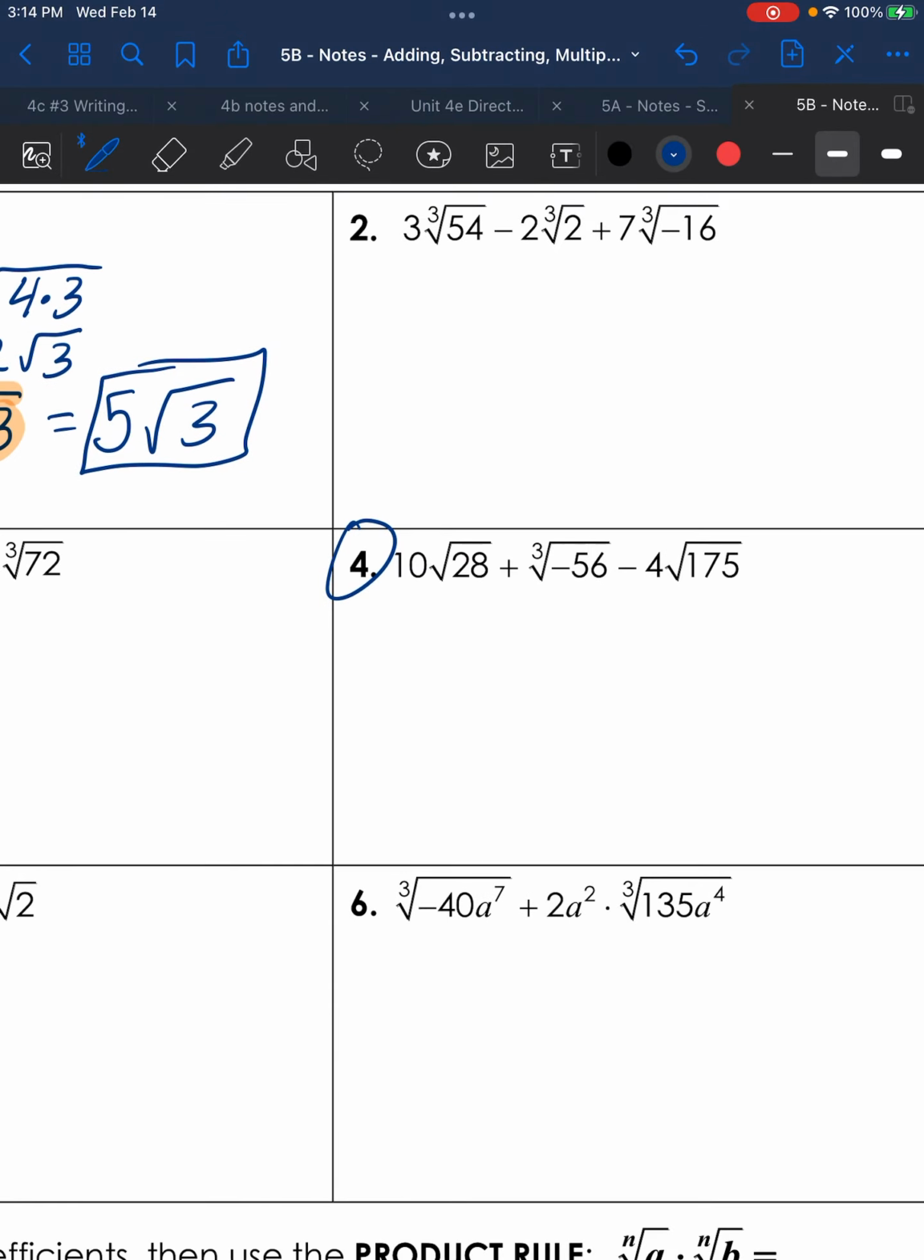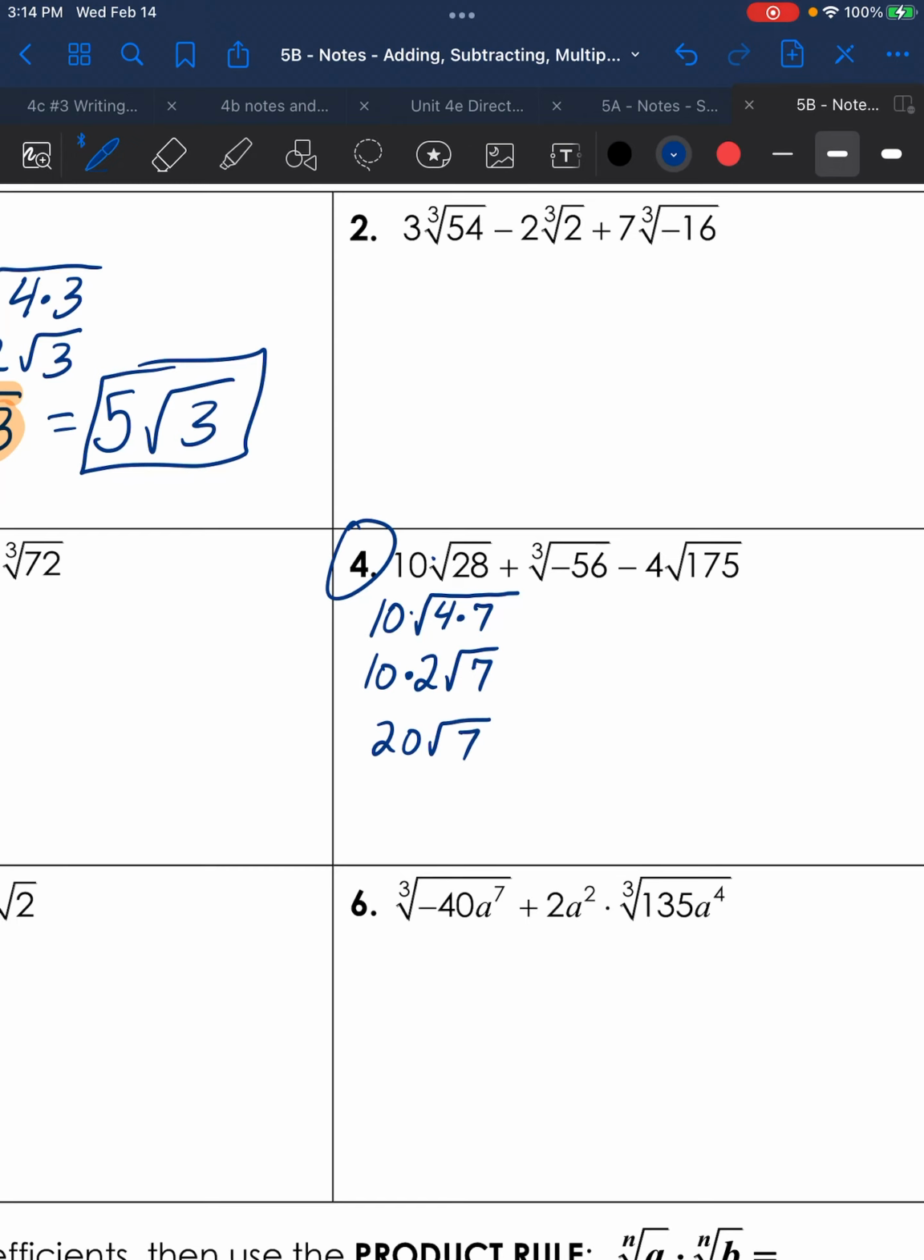All right, number 4. Let's see if we can simplify anything. We have the square root of 28. We can simplify. The biggest perfect square is 4, actually. 4 times 7, and 7 is a prime number, so 4 is it. And square root of 4 is 2. Remember, when there's a coefficient in front of the radical, there's always a multiplication. It's hidden. When it's not there, it always is. It's multiplication. And 10 times 2 is 20.